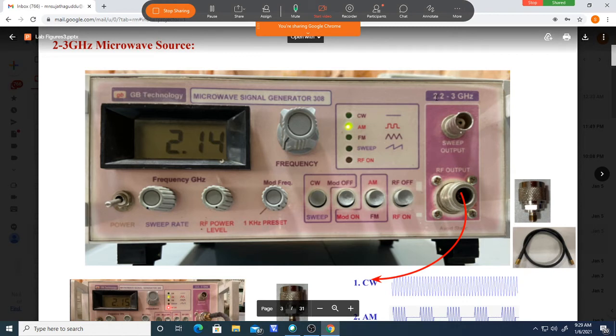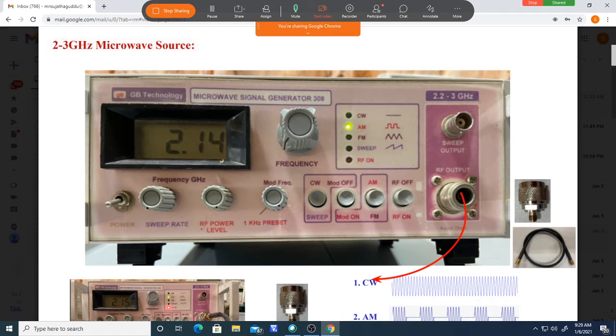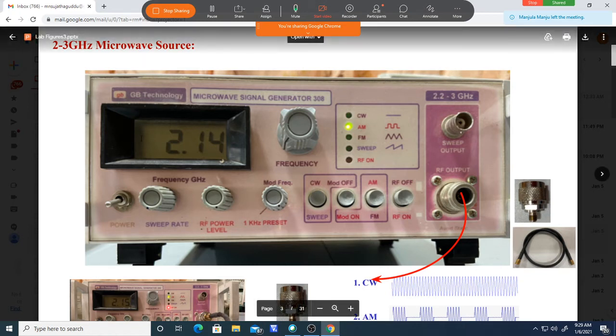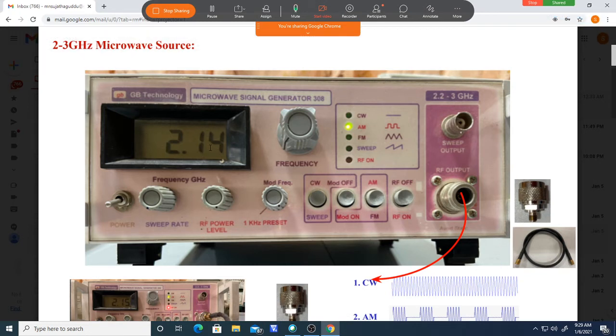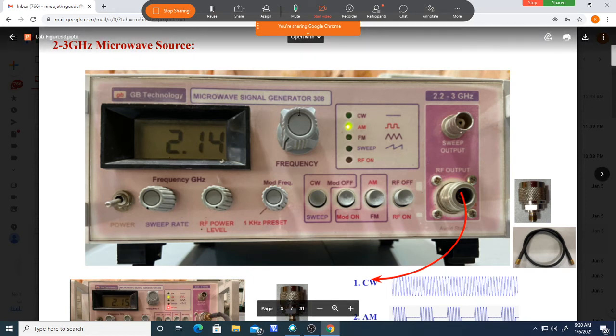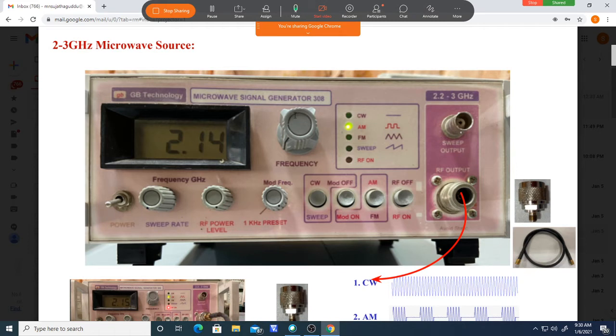So only 2.2 to 3 gigahertz we can vary with this one. And to vary the frequency, see, this is the knob. Using this, you can vary the frequency starting from 2.2 to 3 gigahertz in steps of 0.01. See, this is the display. Once you come to the laboratory, you go through this. The knob is there. This is the frequency. We can vary the frequency.